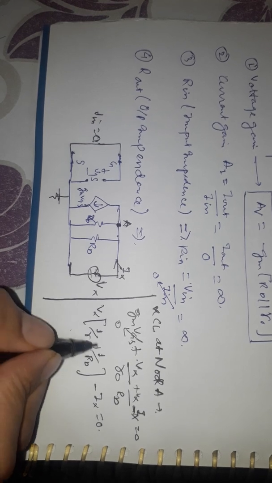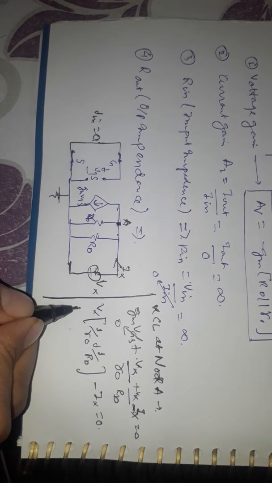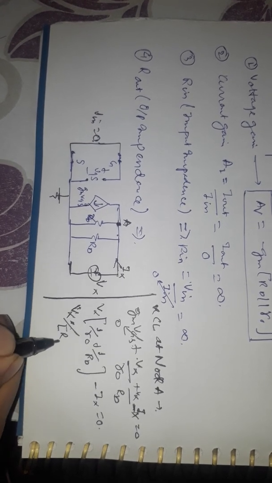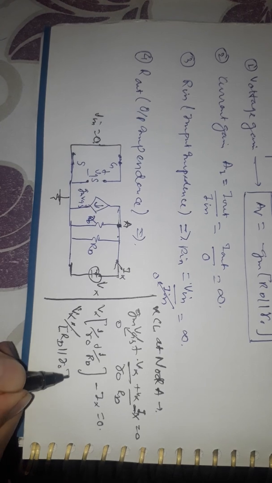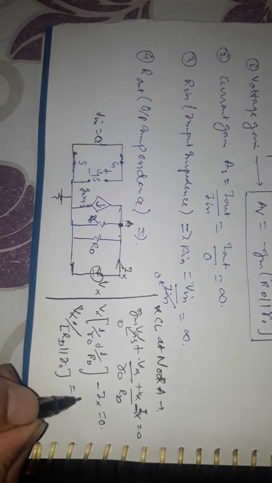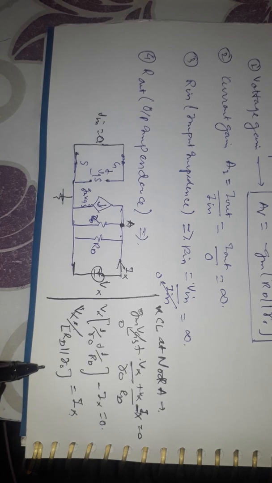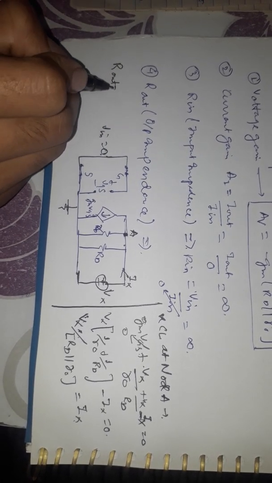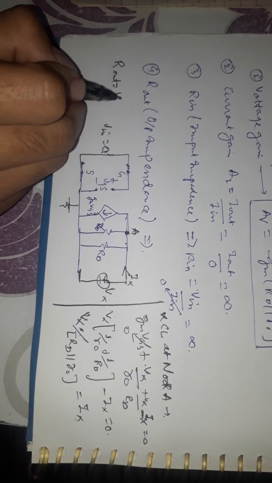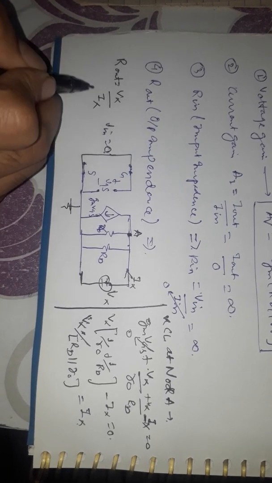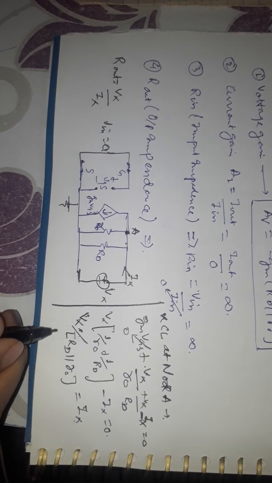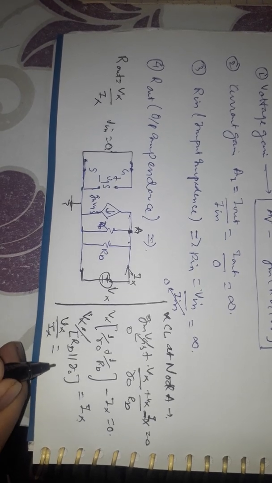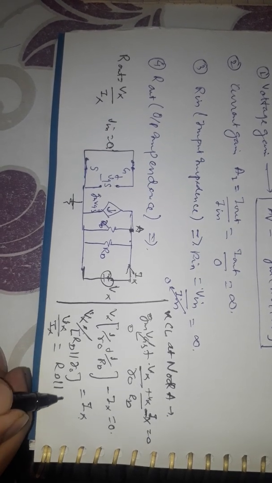So this is again the parallel combination, Vx divided by RD parallel with R0 is equal to Ix, taking Ix to the right hand side. And the output impedance is given by Vx, output voltage, by output current. So Vx by Ix will be equal to RD parallel with R0.